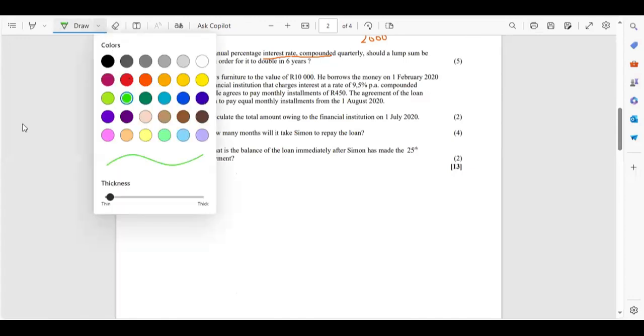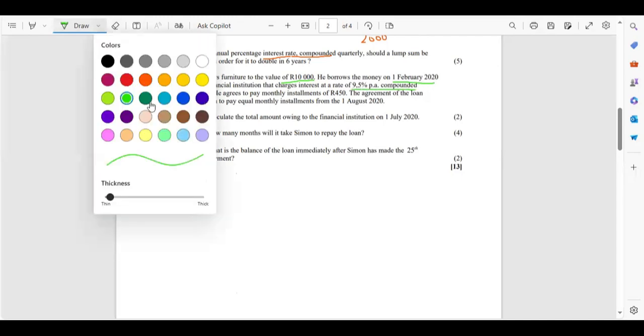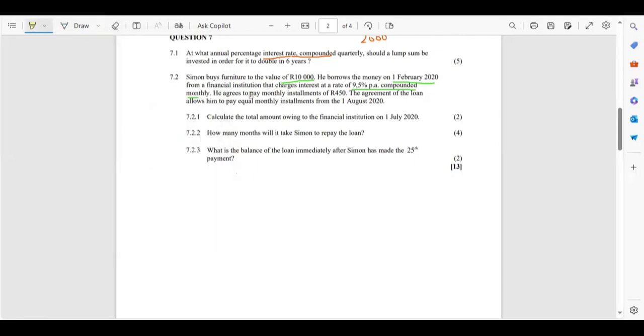Now 7.2, Simon buys furniture to the value of 10,000. In order to buy this furniture, he borrows money on the 1st of February 2020 from a financial institution which charges an interest rate of 9.5% compounded monthly. All right. Now he agrees to pay monthly installments of 450. The agreement of the loan allows him to pay equal monthly installments from 1 August 2020.